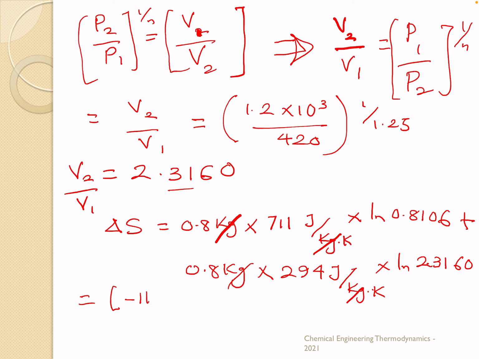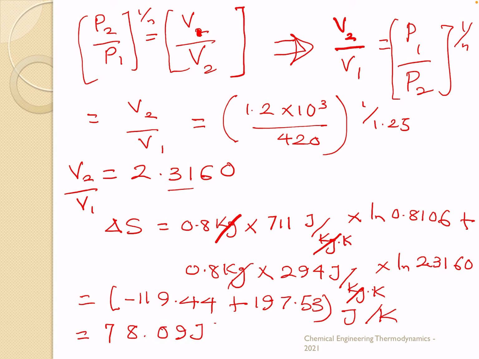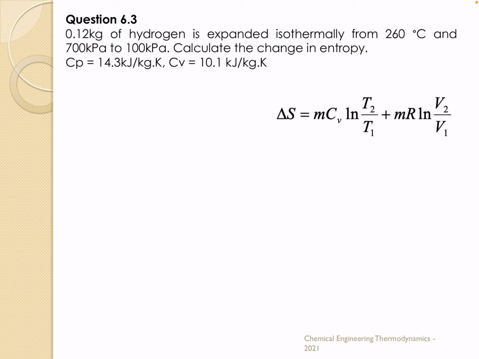minus 119.44 plus 197.53 joule per Kelvin, and then our answer is 78.09 joule per Kelvin. So the question is, is the entropy increase or decrease? So it's a positive sign, so it's an increase, and this also tells us that the process is going to be feasible. So that's that. Let's look at another question.